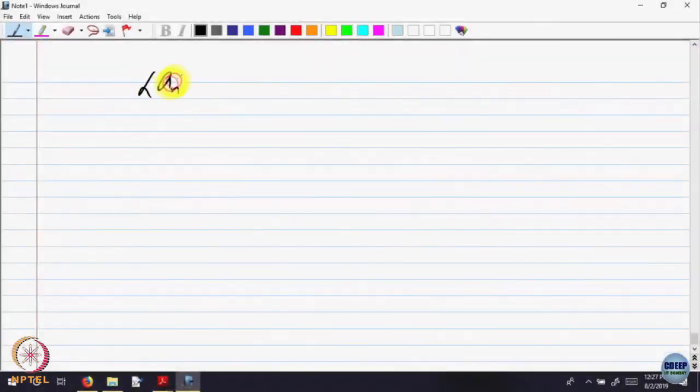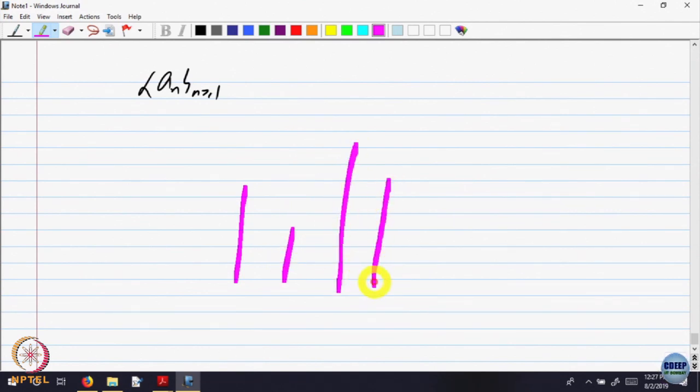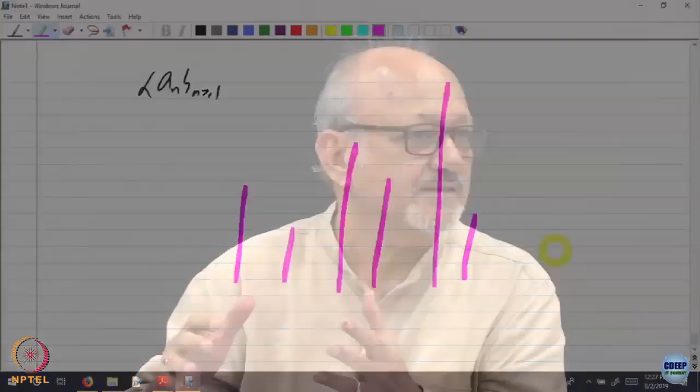But here is something I want you to have a look at. Given a sequence a n, there is one way of visualizing it. I want to visualize this sequence not as points on the line, but as heights of poles. A 1 is some height, A 2 is some height, A 3, A 4, maybe A 5 and so on. Imagine the sequence to be the heights of buildings.